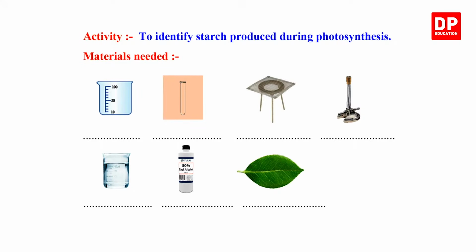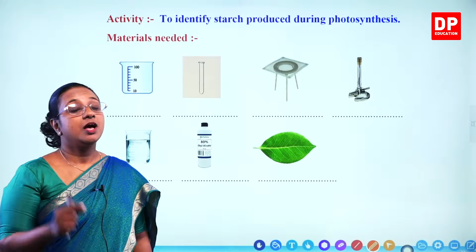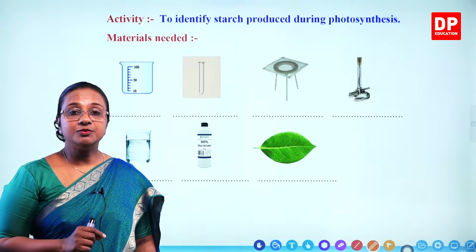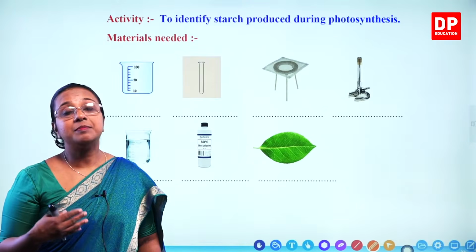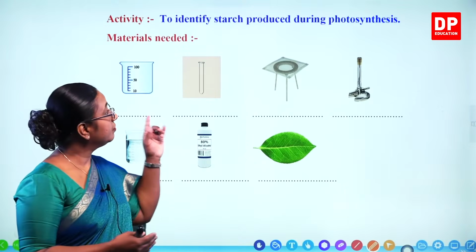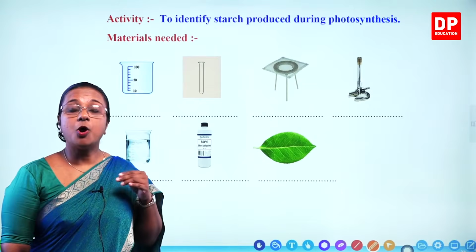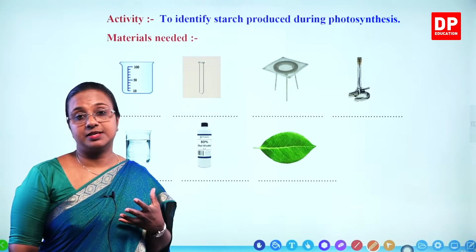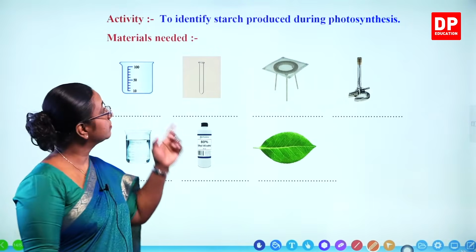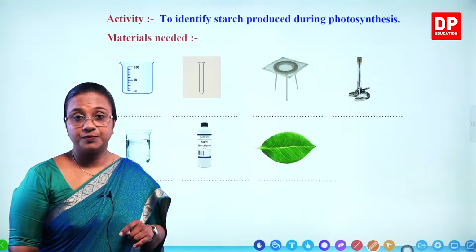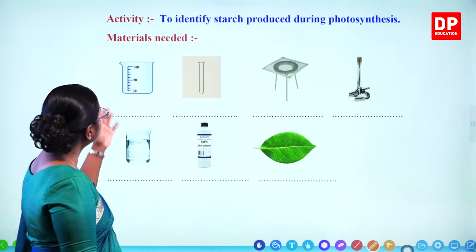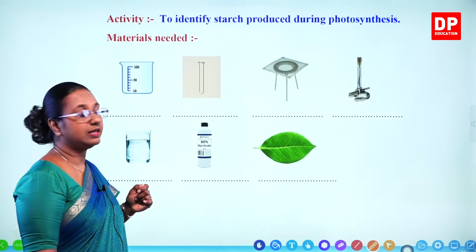So, the first activity, to identify starch produced during photosynthesis. Although glucose is produced, it's temporarily stored as starch in plant leaves. So, we can't identify or test for the glucose present, but we can test for the starch that is temporarily stored. To do this activity, we need all these materials.